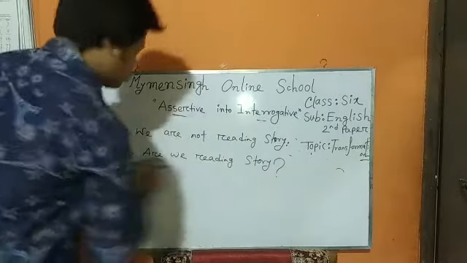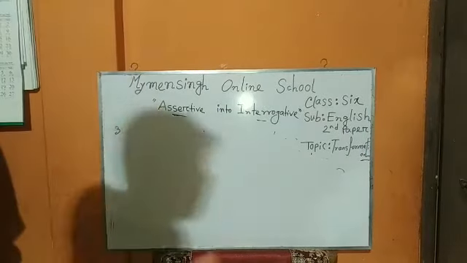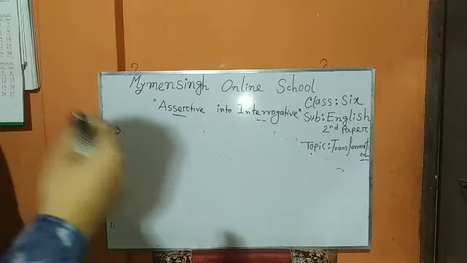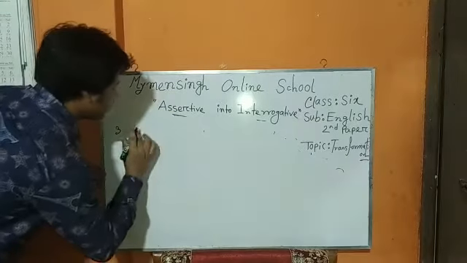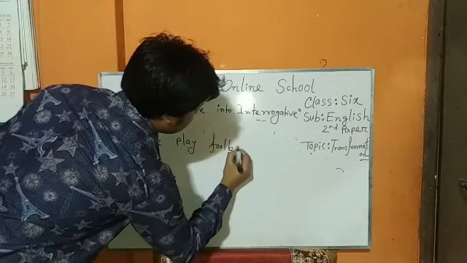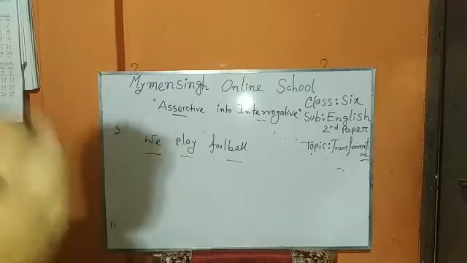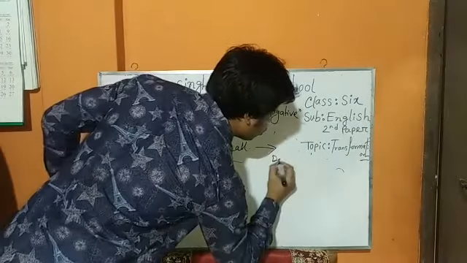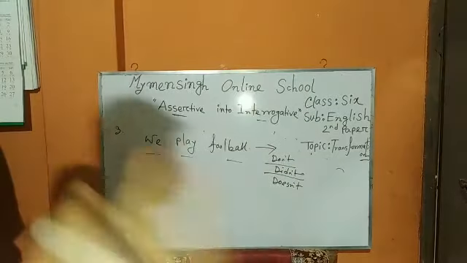Now we are going to another rule. If we find an assertive sentence, but there is no auxiliary verb, what will we do? Then we have to use don't, doesn't, or didn't, just according to subject and tense. For example, we play football. In this sentence, there is no auxiliary verb. But we have to use an auxiliary verb to form an interrogative sentence. That is why in such a sentence, you have to use don't, doesn't, or didn't, just according to subject and tense.